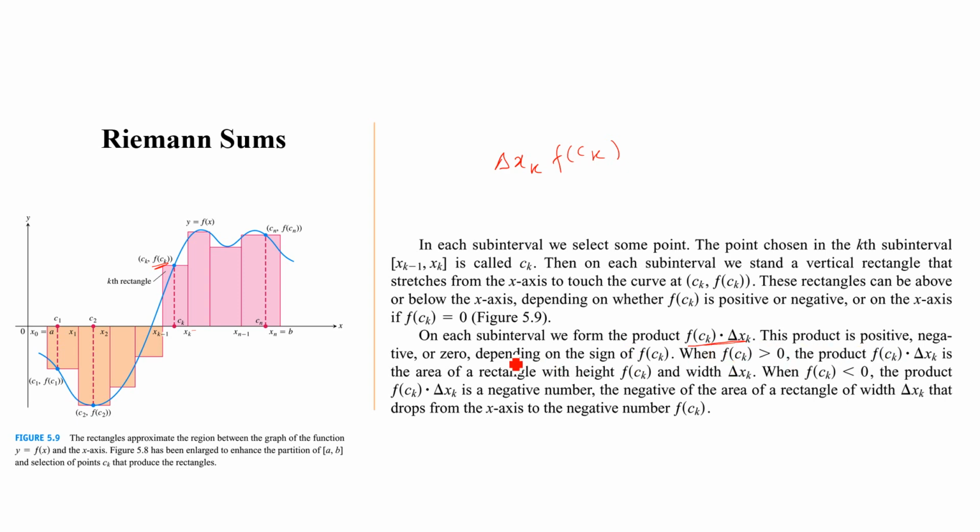This product is positive, negative, or 0 depending on the sign of f of ck. When f of ck is greater than 0, the product f of ck times delta xk is the area of the rectangle with height f of ck and width delta xk. When f of ck is less than 0, the product is a negative number, the negative of the area of a rectangle of width delta xk, because area is always positive. So in order to find the area, we'll ignore the negative sign. This is the negative of the area of the rectangle of width delta xk that drops from the x-axis to the negative number f of ck.